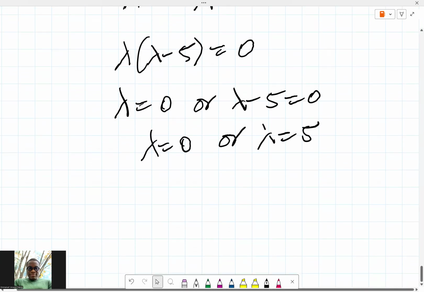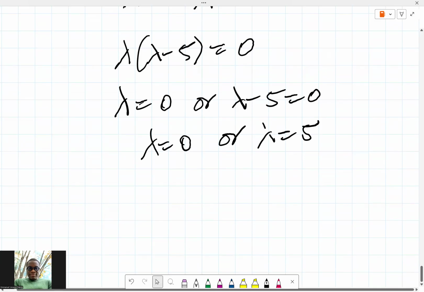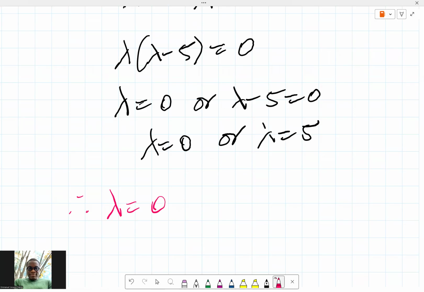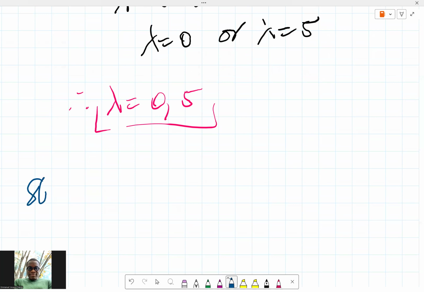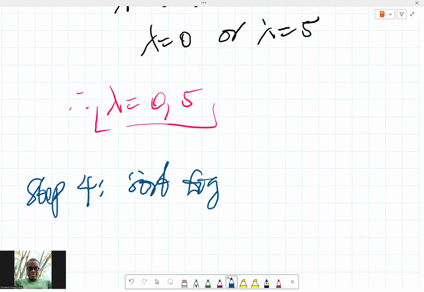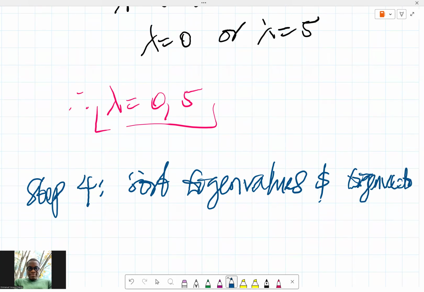So we have got our lambdas, right? We can just conclude that therefore lambda is either 0 or 5. Those are the two lambdas we have got. So the next step is where we sort them. So we have step 4 now. Step 4, sort eigenvalues and eigenvectors.